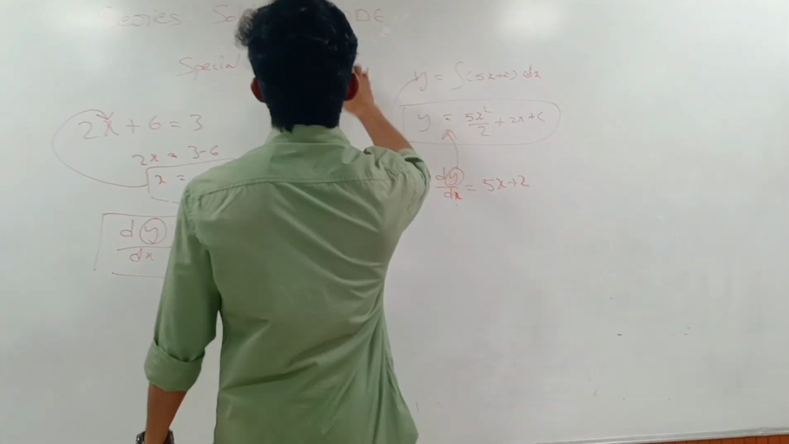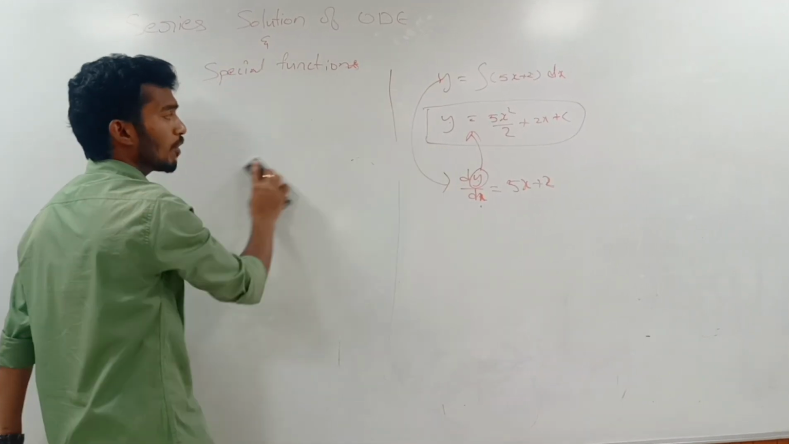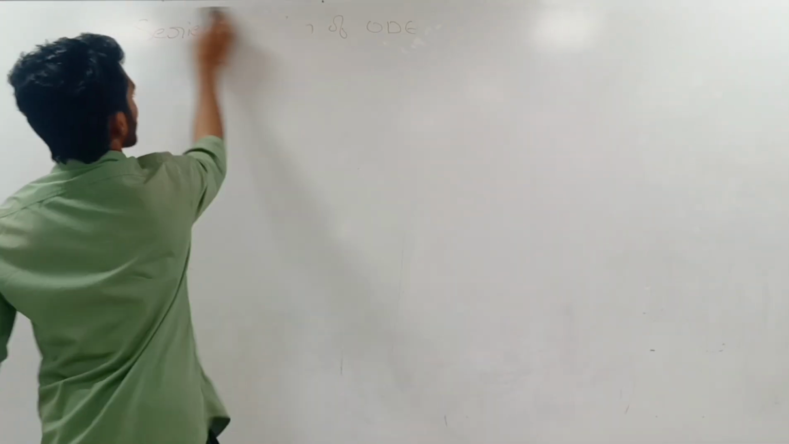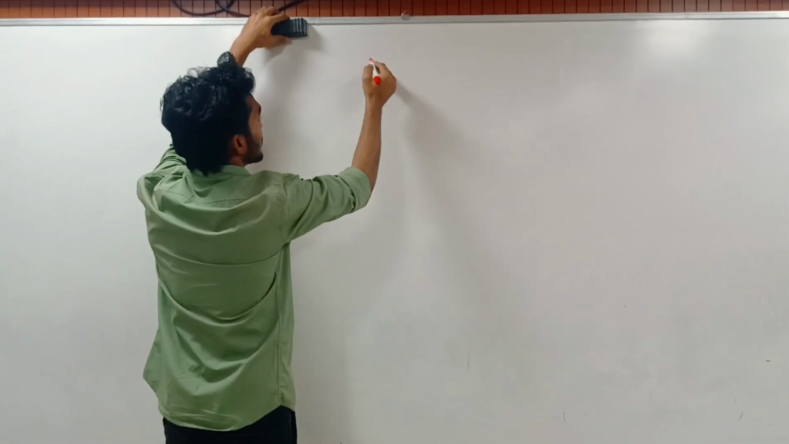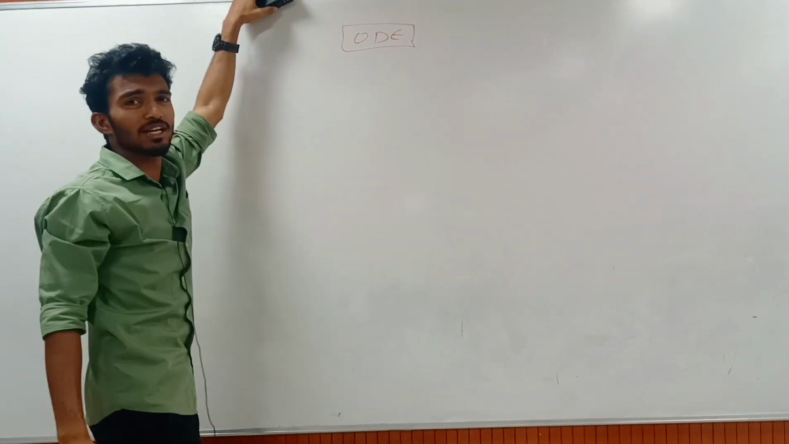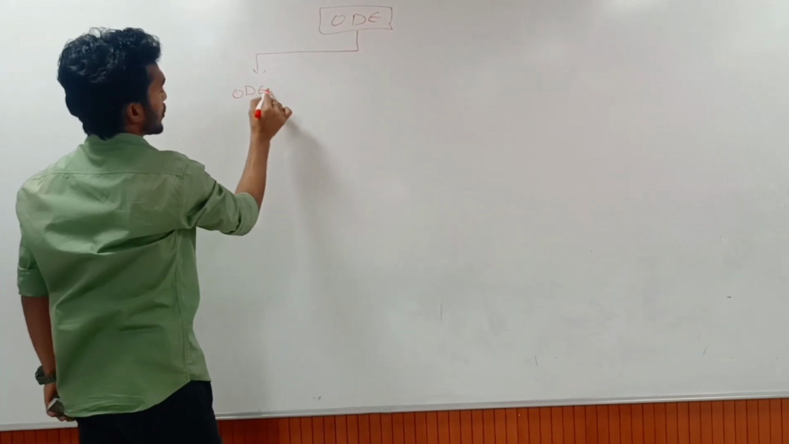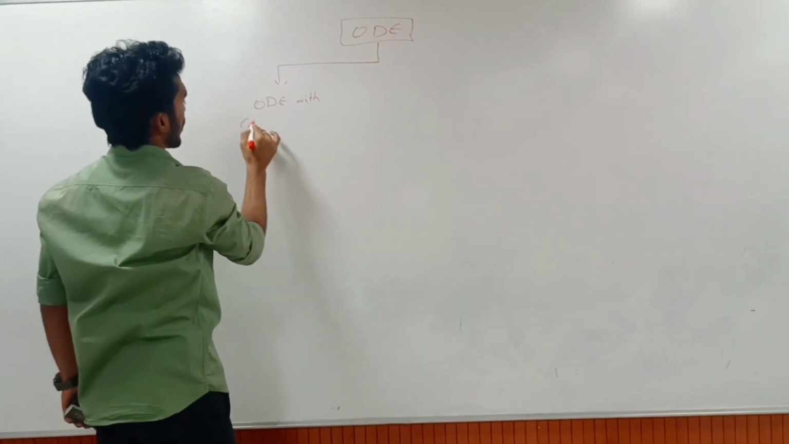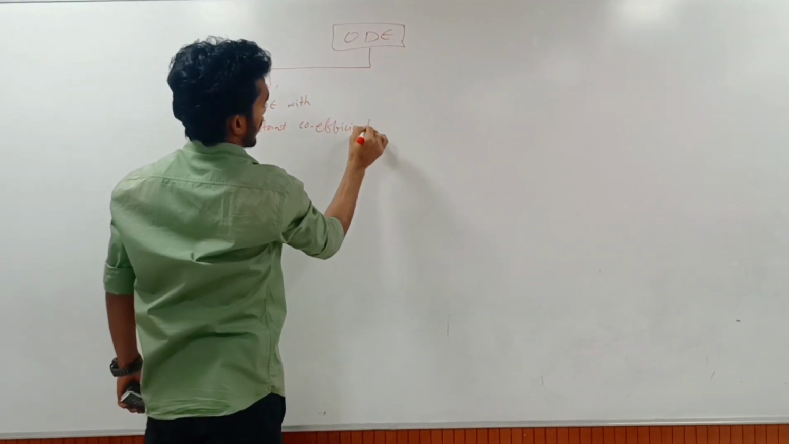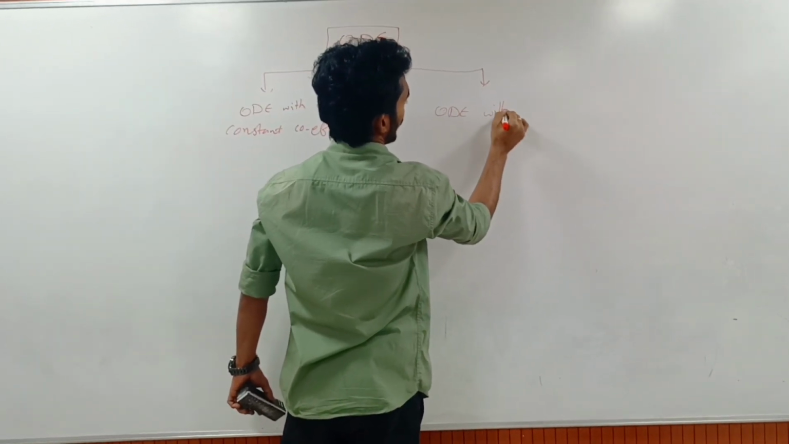And now let's discuss what the different types of ordinary differential equations are, what the standard forms of ordinary differential equations are. Ordinary differential equations are mainly of two types: ordinary differential equation with constant coefficient and ordinary differential equation with variable coefficient.